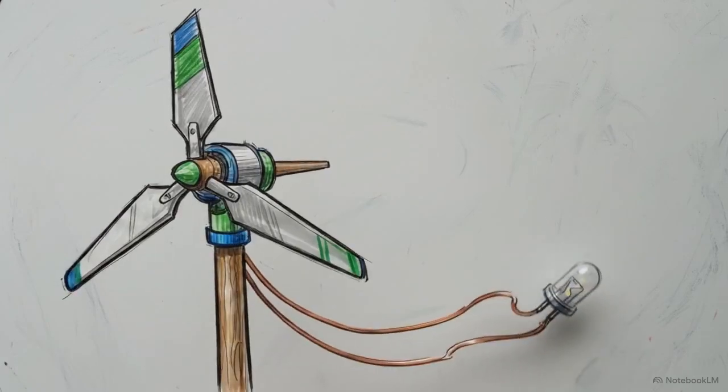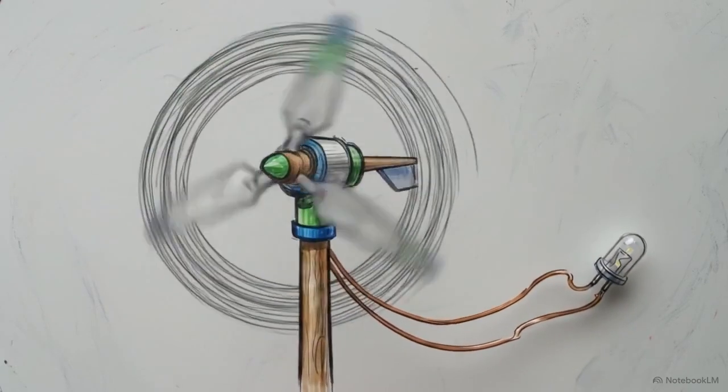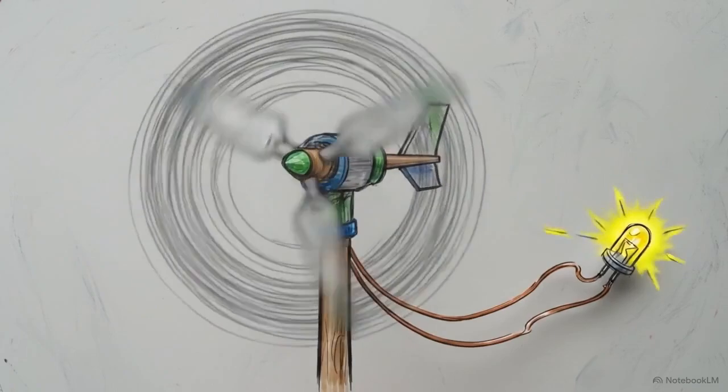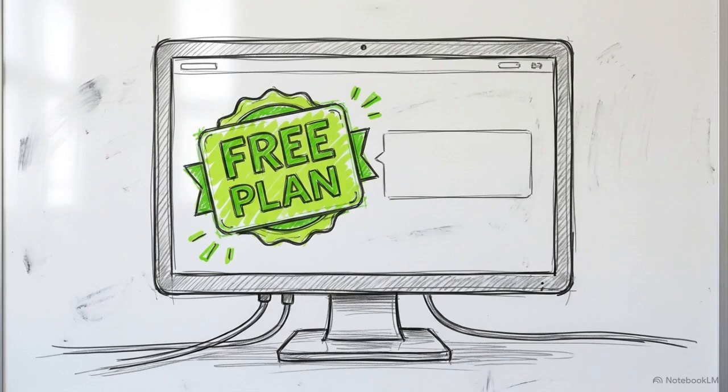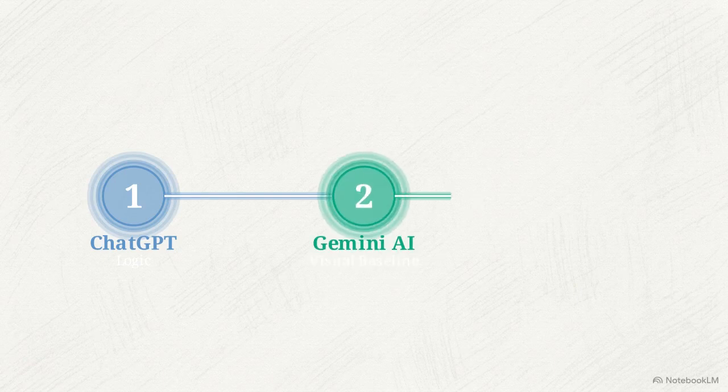Take a look at this animation of a wind turbine spinning and lighting up an LED. Producing a clip like this usually requires a budget and technical expertise, but this was made entirely for free, with zero artistic background. Success depends on chaining 3 specific free AI tools together in a precise sequence.